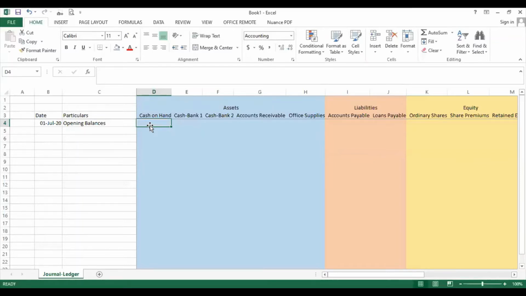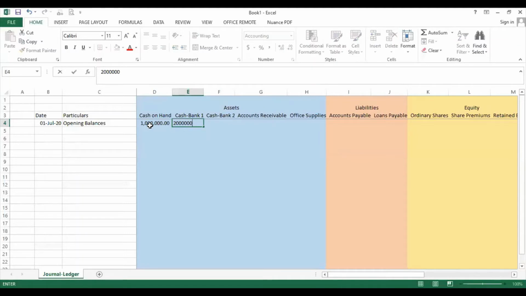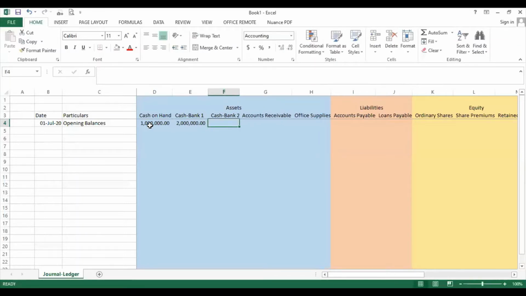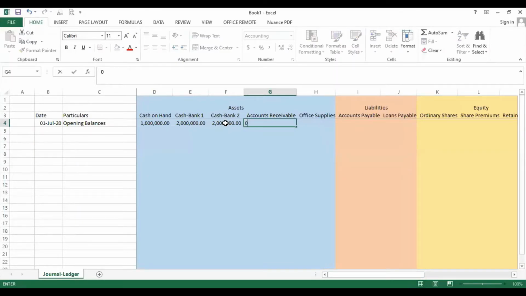To make it clear, let's assume that our opening balances are: cash on hand 1 million, cash in bank 1, 2 million, cash in bank 2, 2 million. Let's assume that we don't have accounts receivable yet, no supplies yet. Let's also assume that we don't have liabilities.